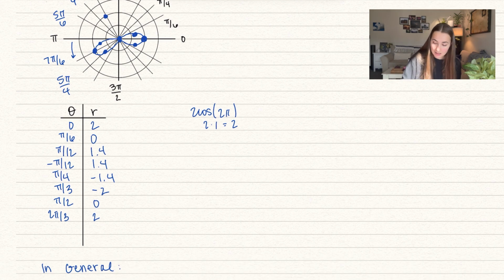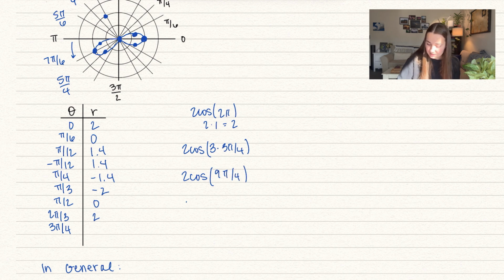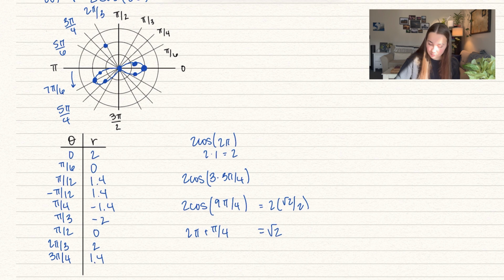Let's just plug in 3 pi over 4 just to be safe. 3 pi over 4. We get 2 cosine of 3 times 3 pi over 4. So let's do some simplification. 2 cosine of 9 pi over 4. That is going to be 2 pi plus pi over 4. So we're going to evaluate it really at pi over 4, which we know to be the square root of 2 over 2. Those 2's cancel. That just leaves us with the square root of 2, which we know is equal to 1.4.